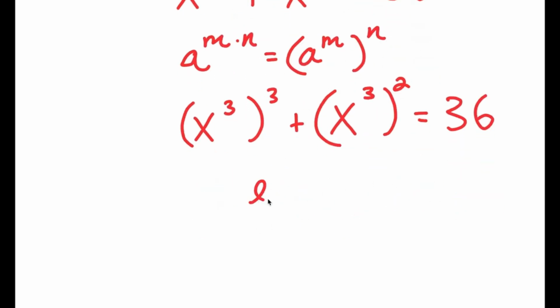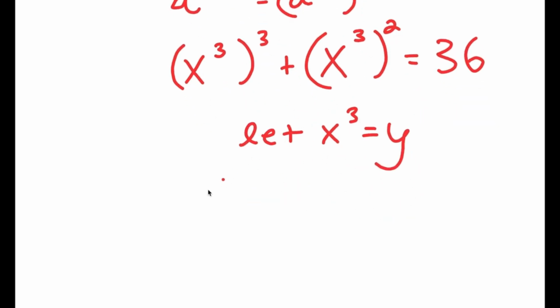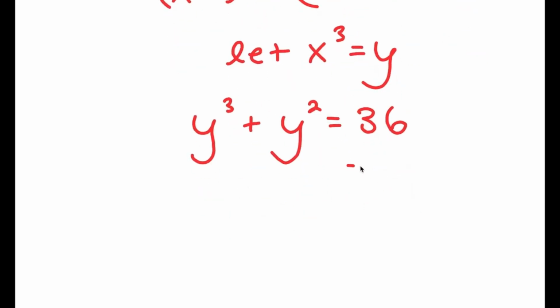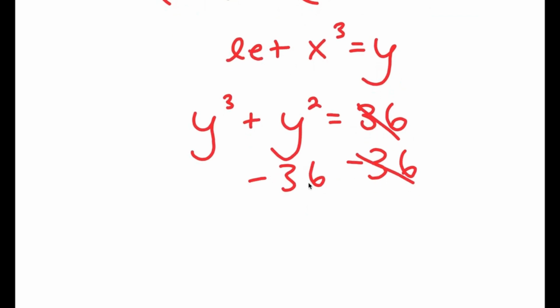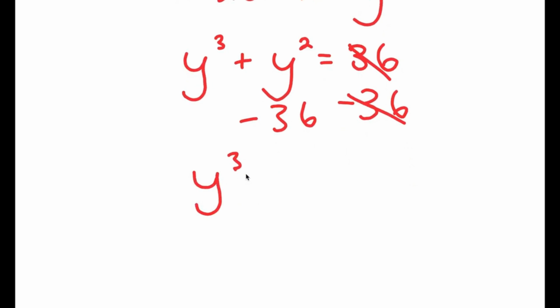Now I'm going to let x to the power of 3 equal to the variable y. So if I substitute in y for x to the power of 3, I get y to the power of 3 plus y squared is equal to 36. And if I subtract 36 on both sides, I get y to the power of 3 plus y squared minus 36 is equal to 0.